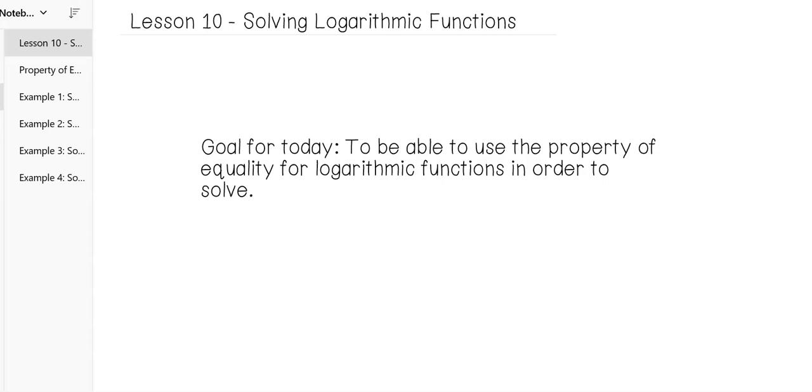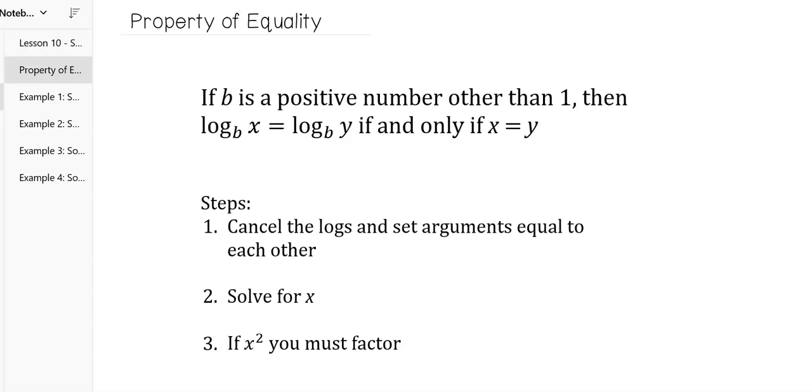All right, we're moving on to our next lesson, lesson 10, which is solving logarithmic equations or functions. So our goal for today is to be able to use the property of equality for logarithmic functions in order to solve. So let's start off by going over the definition of the property of equality for logarithmic functions.